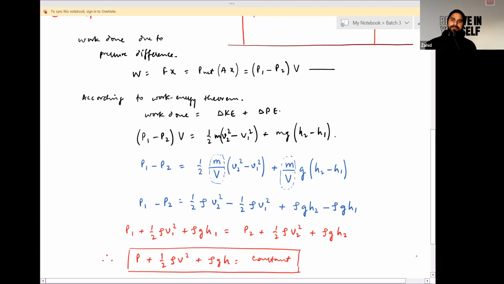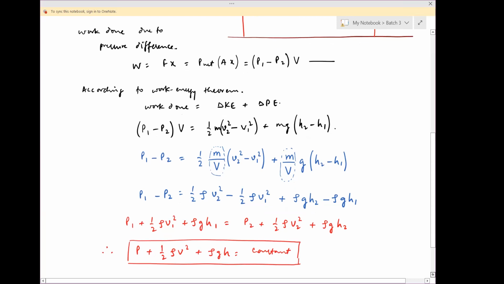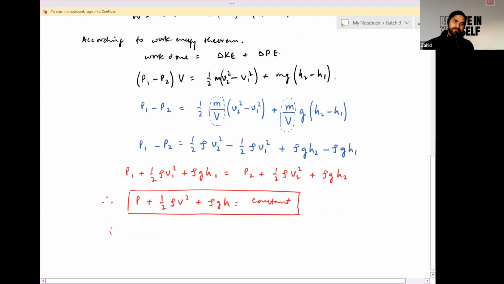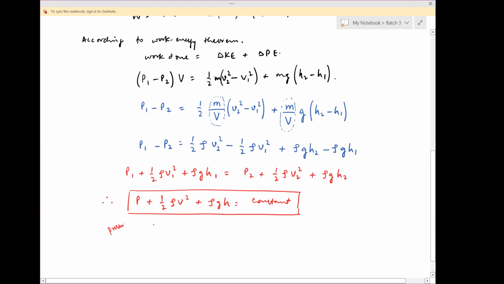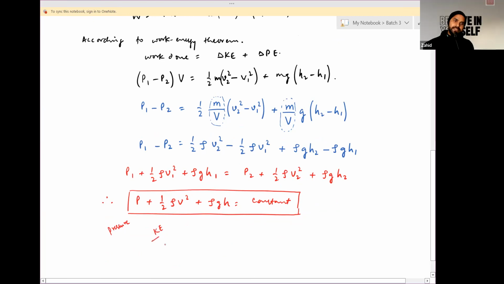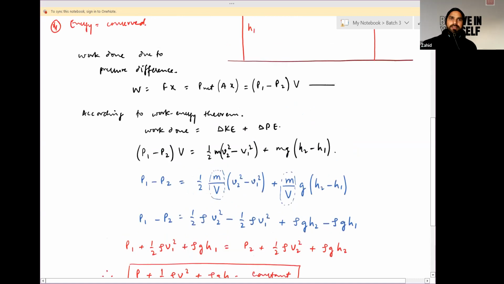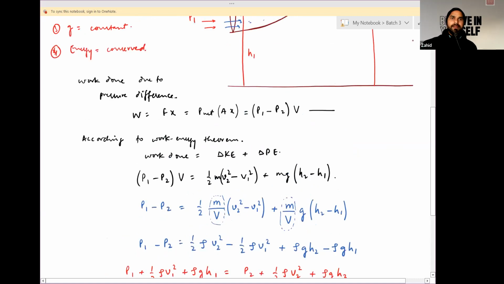Abhinav, is it clear? Yes, sir. Clear, sir. Rehab, any doubt? No, sir. So this is pressure, this is kinetic energy per unit volume, and this is potential energy per unit volume. The sum of all these three terms at any instant for the flow of liquid should be constant. Just write it down from this part.